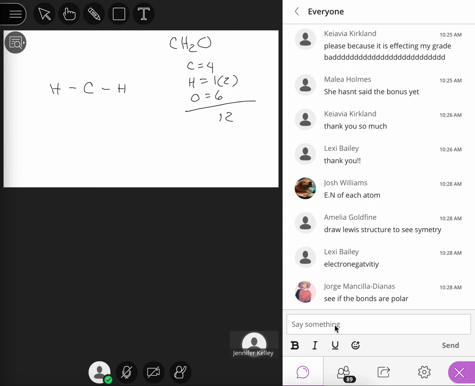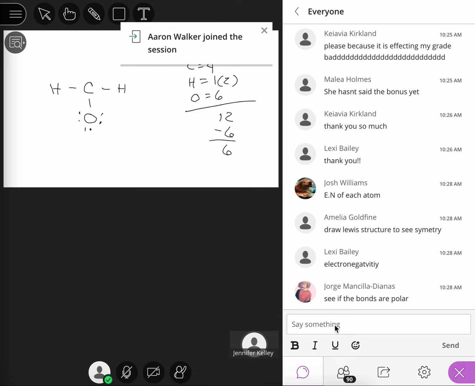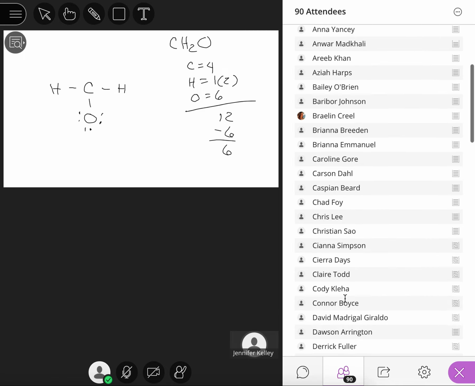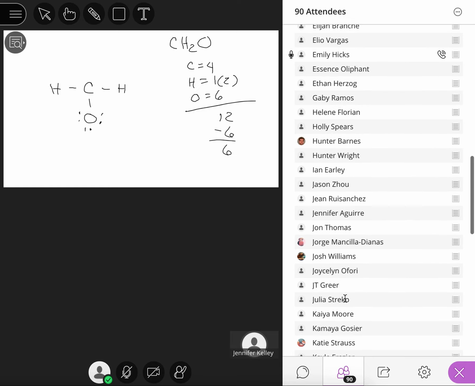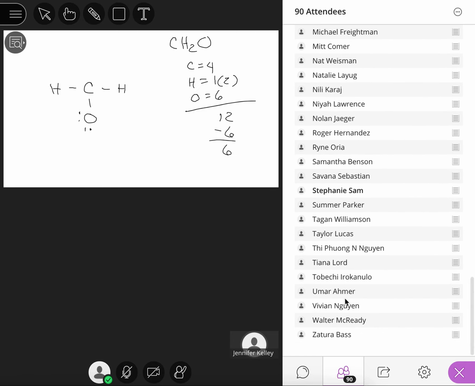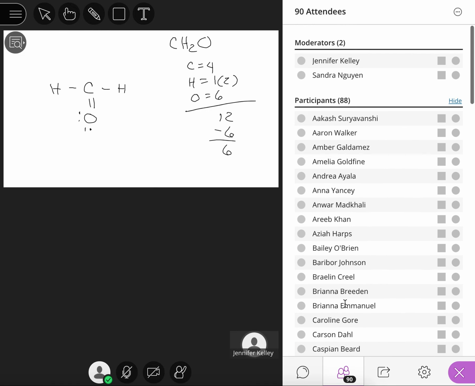H, H, O. And it doesn't really matter too much how you set this up. Like, do you put the oxygen on top or the left? Doesn't really matter. So then I've used 6, leaving me 6. So I'm going to put them here, right? And then check to see if carbon has an octet, which it doesn't. So I'm going to borrow some of the electrons from the oxygen and make a double bond. And now it has an octet.